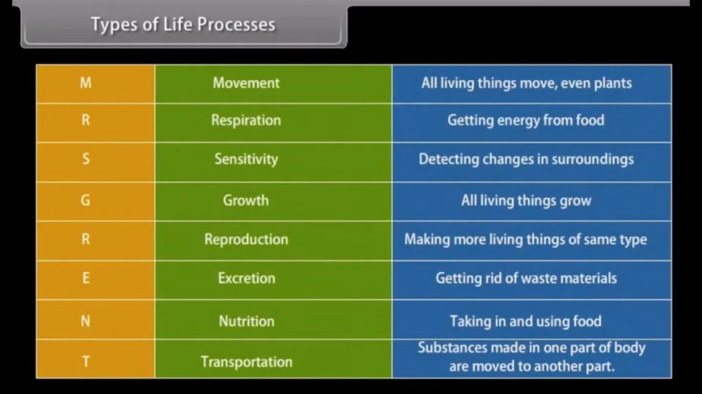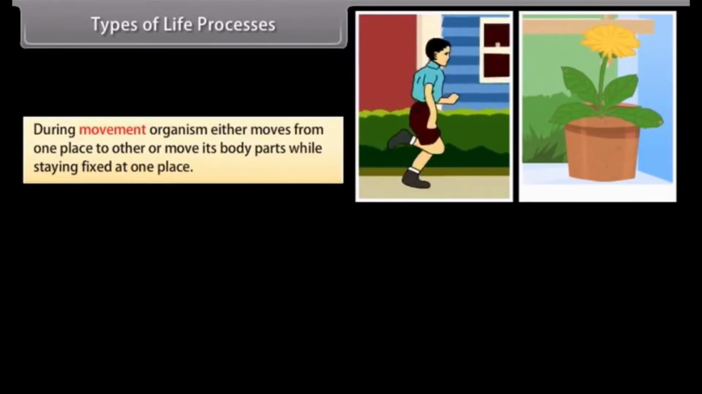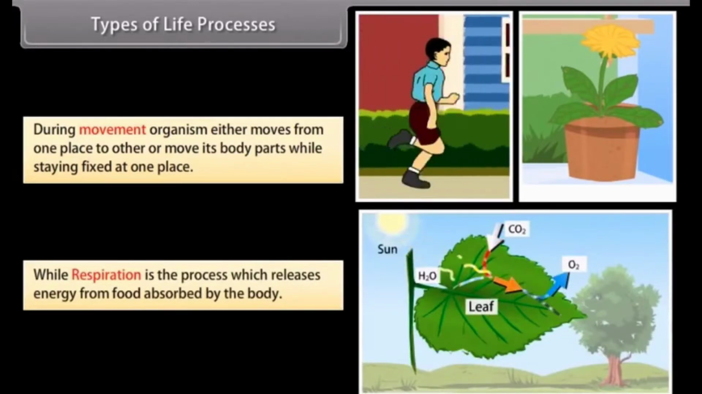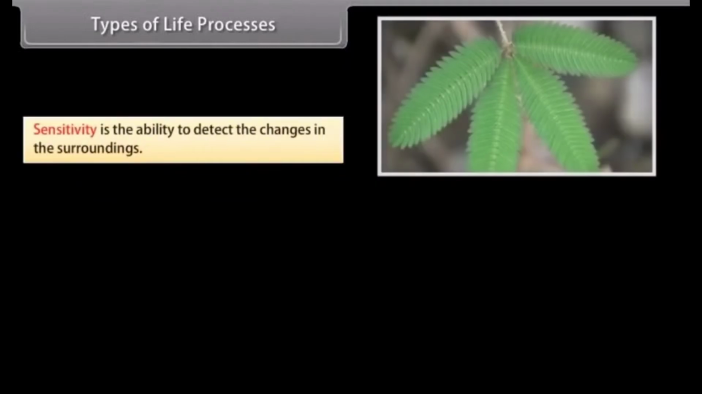Types of life processes. There are following basic life processes: movement, respiration, sensitivity, growth, reproduction, excretion, nutrition, transportation. During movement, organism either moves from one place to other or moves its body parts while staying fixed at one place. While respiration is the process which releases energy from food absorbed by the body. Sensitivity is the ability to detect the changes in the surroundings.